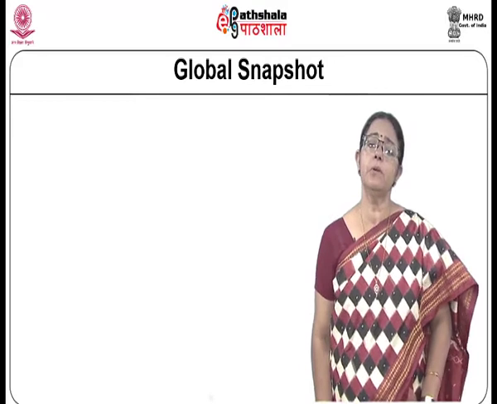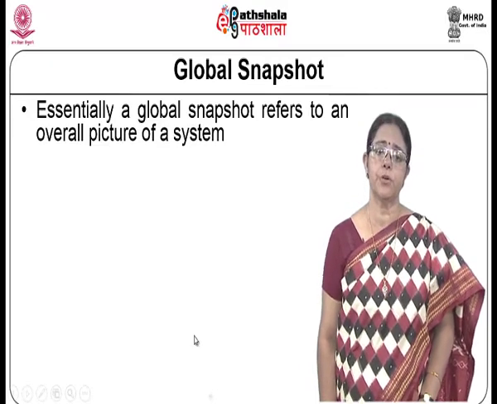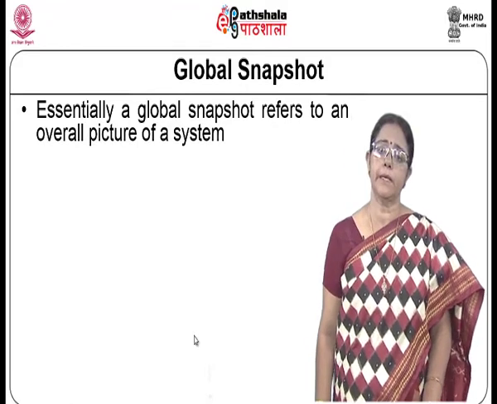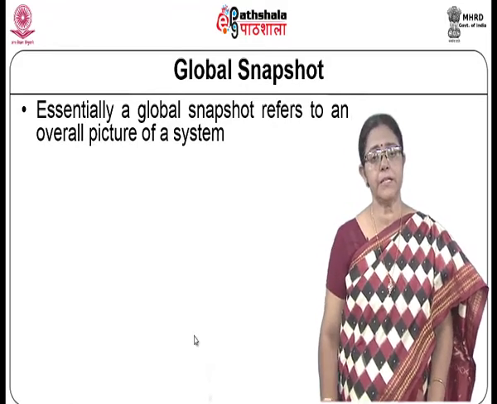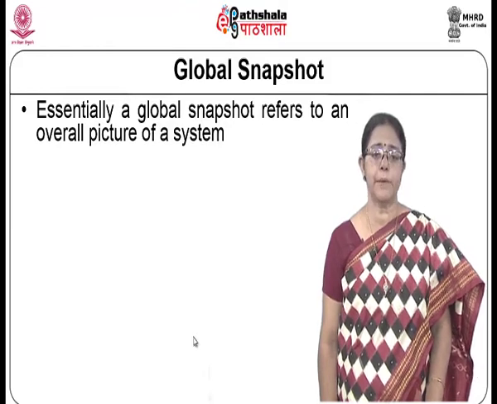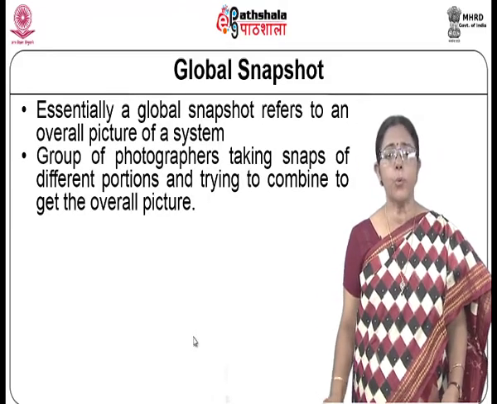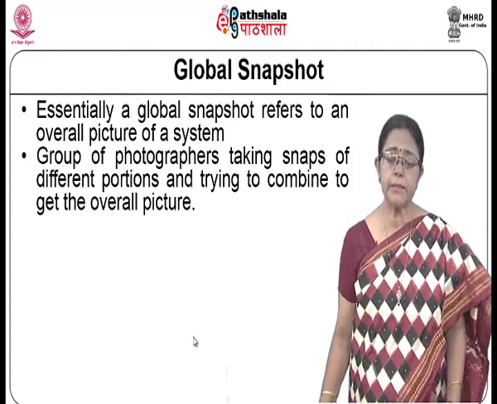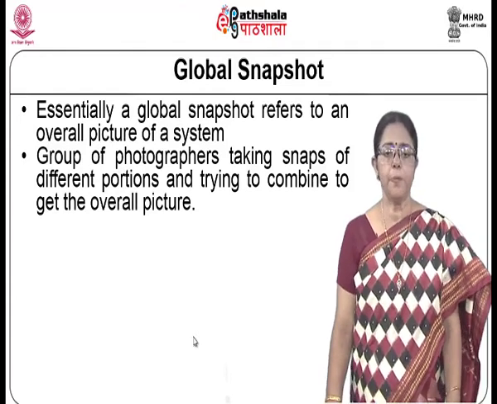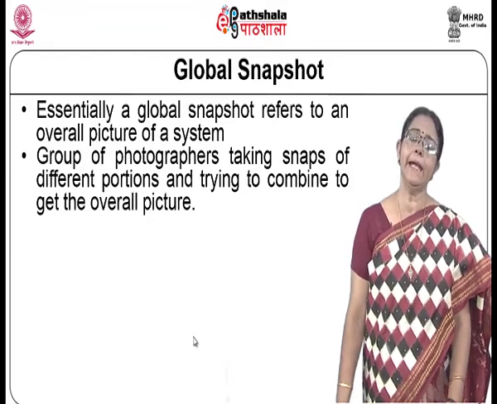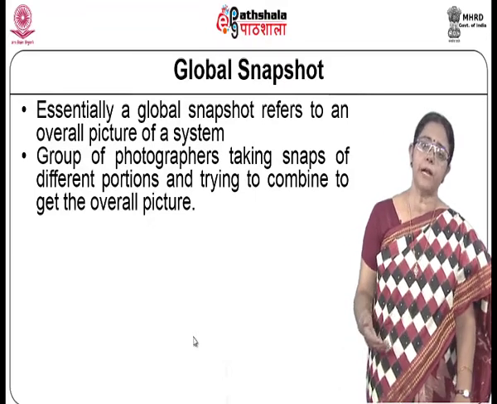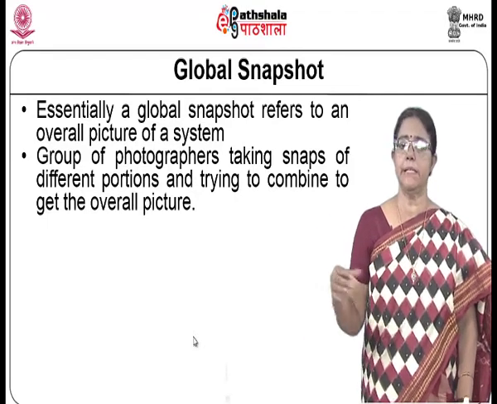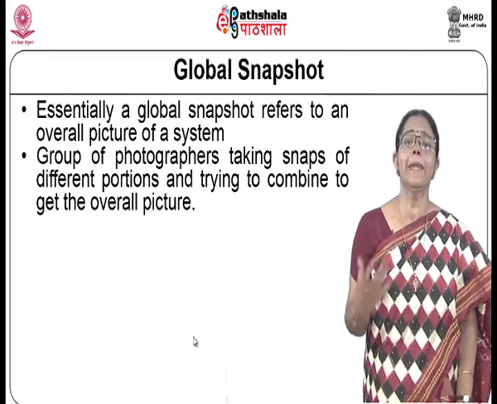So, let us now look at what a global snapshot is. Essentially, a global snapshot is the overall picture. If I have an overall picture, I have a global snapshot. Now, how to obtain such a global snapshot? The method that we are going to discuss obtains it by taking a snap, or a photograph, of different components which are located in different places in an independent manner.